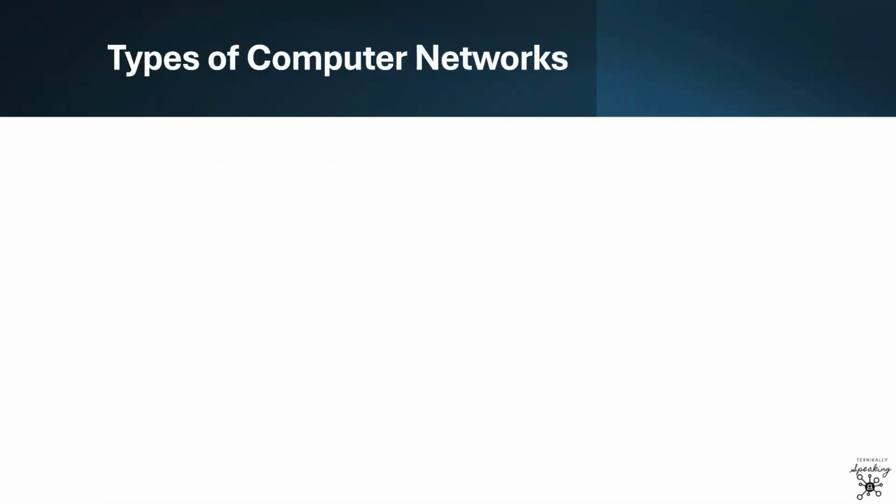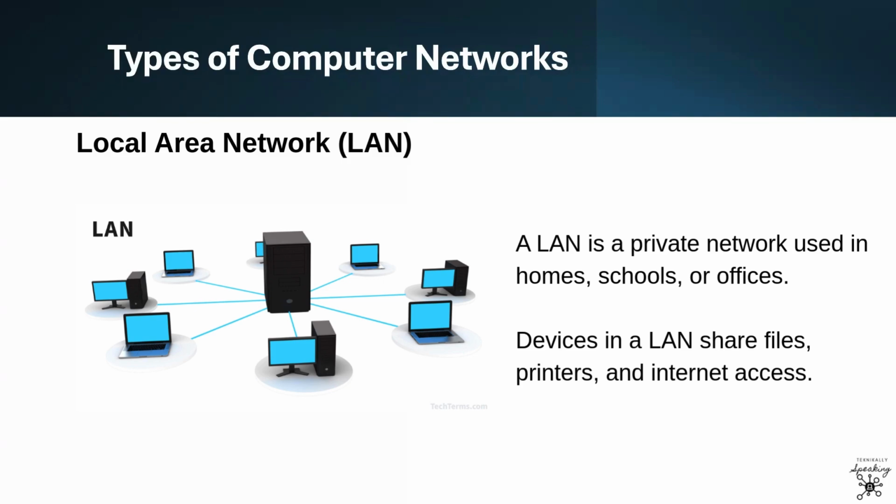Different networks exist for different purposes. Here are the most common types. Local area network, LAN. This is a small scale network. A LAN is a private network used in homes, schools, or offices. Devices in a LAN share files, printers, and internet access. An example of a LAN would be your home Wi-Fi network.